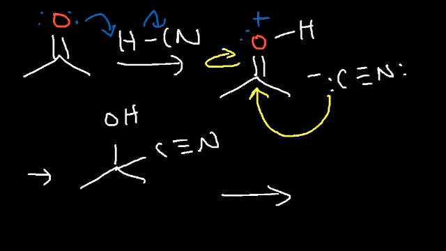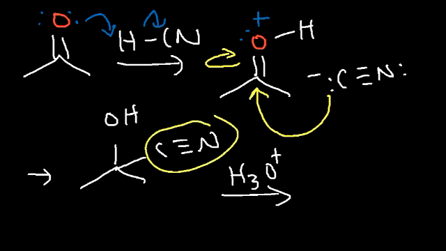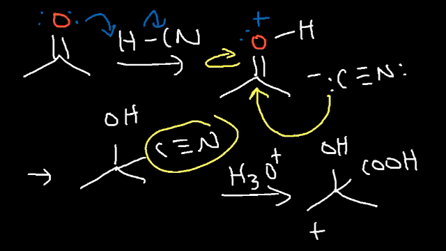Now what's going to happen if we add H3O+ to this product? H3O+ is going to convert the nitrile group into a carboxylic acid by removing the nitrogen. And so what we now have is an alpha hydroxy carboxylic acid. And plus, we're going to get the ammonium ion as a side product.